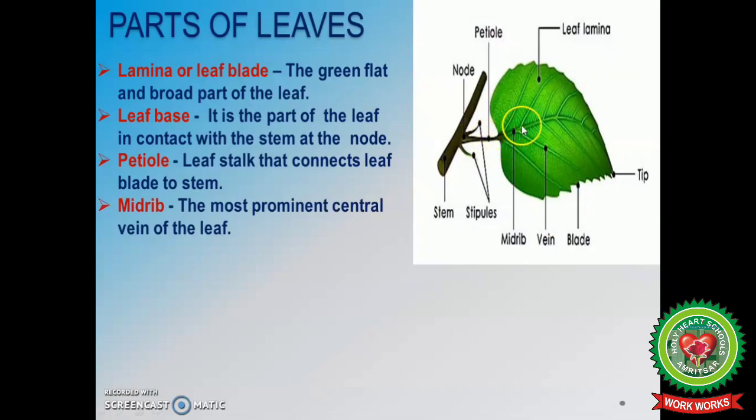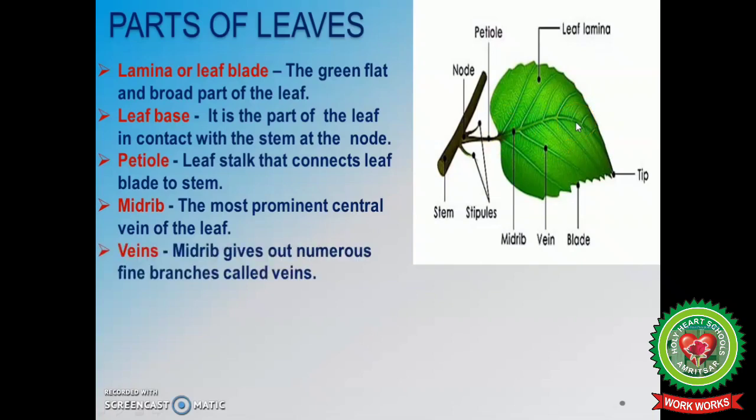Midrib. The most prominent central vein of the leaf. Veins. Midrib gives out numerous fine branches called veins. Margin. Edge of the leaf is called margin. Leaf apex. Tip of the leaf is known as leaf apex.